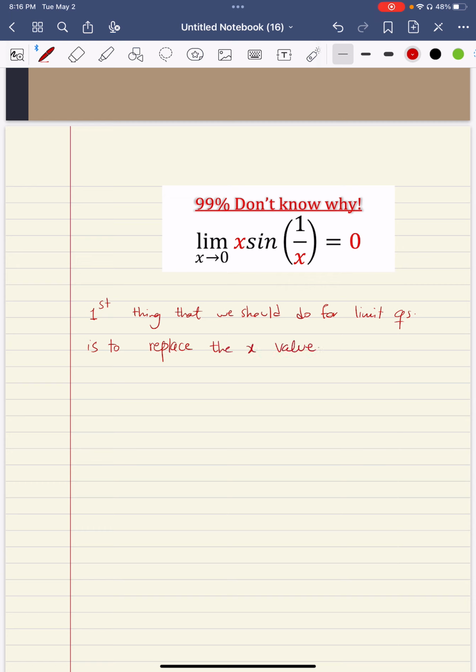So right now here, x is adjacent to 0. It means that it is not equal to 0, but it is very close to 0. So it can be either of these two cases: a positive value very close to 0 or a negative value very close to 0, right? So we have limit of x times sine 1 over x, x adjacent to 0.